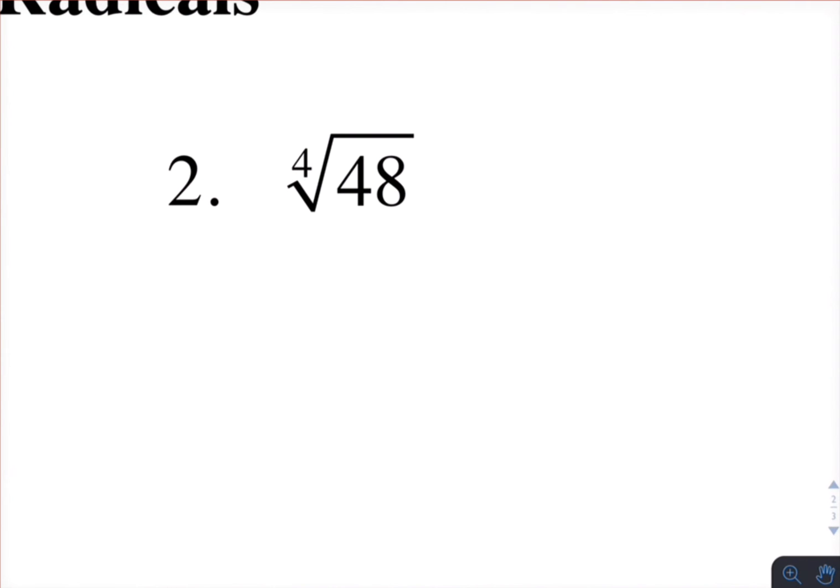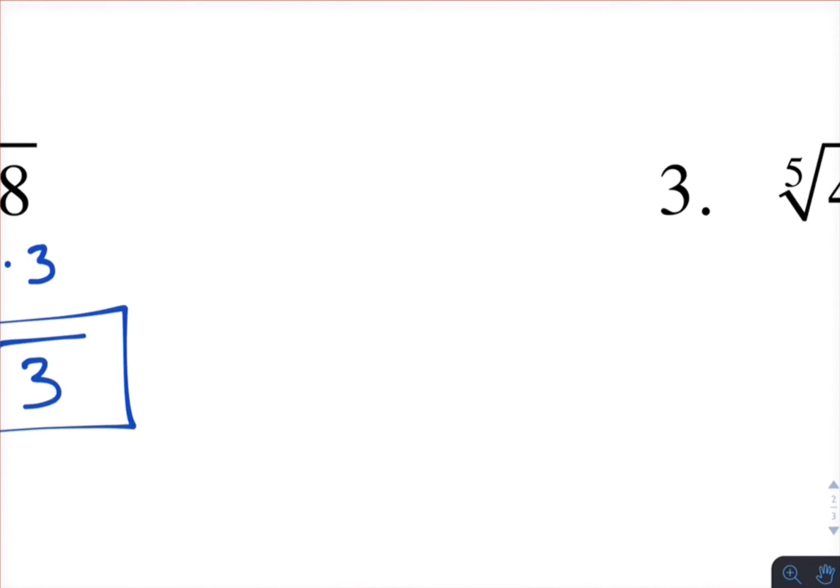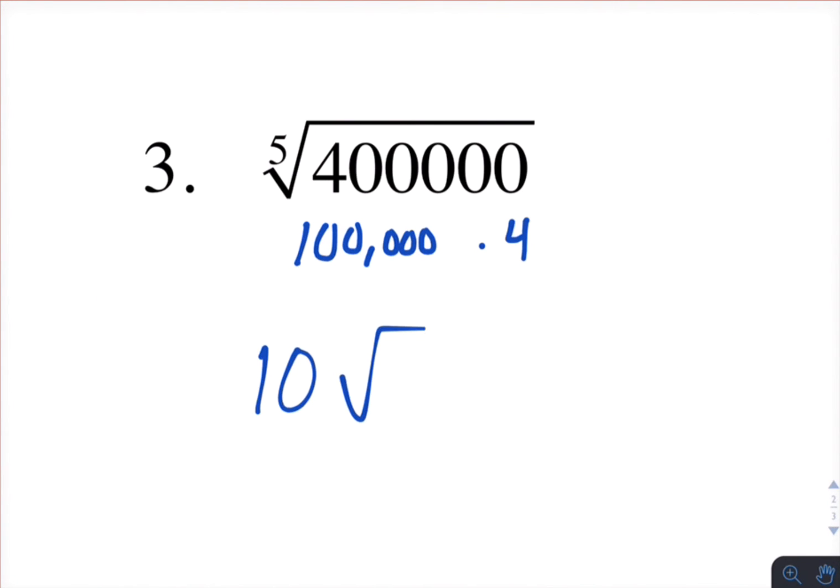So now we want the fourth root of 48. We have to find something that is to the fourth power. If we break this into 16 and 3, we know that 16 is 2 to the fourth power. So when we take the fourth root, we can bring the 2 outside, and the 3 stays inside. So it's 2 fourth root of 3. Here we have a fifth root, and I'm going to break this into 100,000 times 4, and the fifth root of 100,000 is 10. So this is 10 times the fifth root of 4.